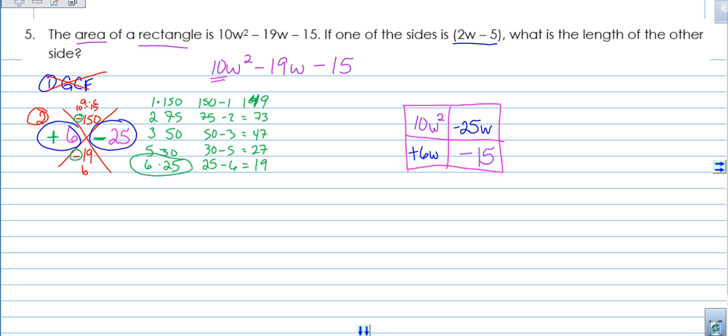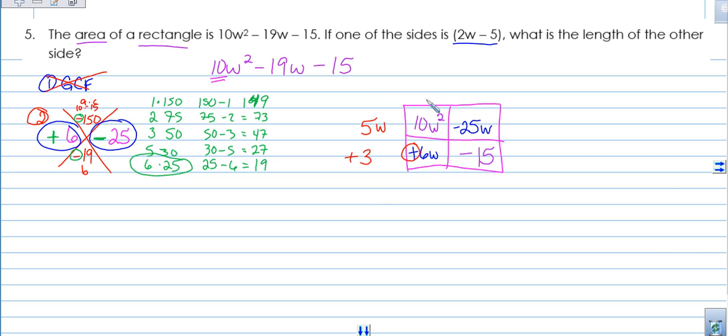Okay? So now we're going to take out a GCF going left and a GCF going up. 10 and 25 have a 5 in common. They both have a W. Okay? 6 and 15 have a 3 in common. They don't both have a W. And this one's positive, so that one's positive.